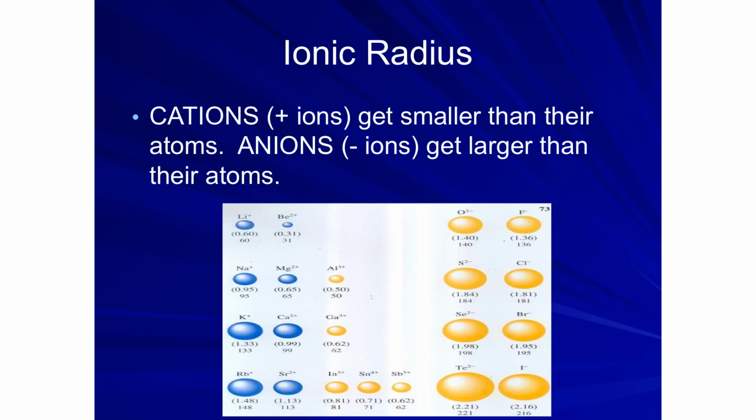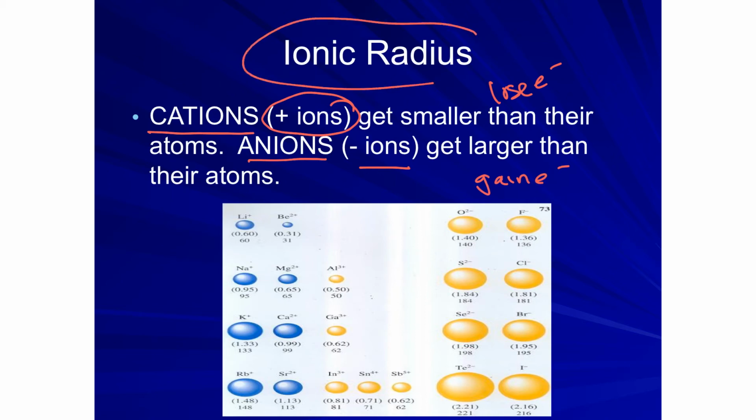So what happens when you make an ion? We know that we can make a cation by losing electrons, and we can make an anion by gaining electrons. So a cation is going to lose electrons, an anion is going to gain electrons, and that is going to cause the ionic radius to change. I'm not talking about the atomic radius anymore. I'm talking about the ionic radius, all right?